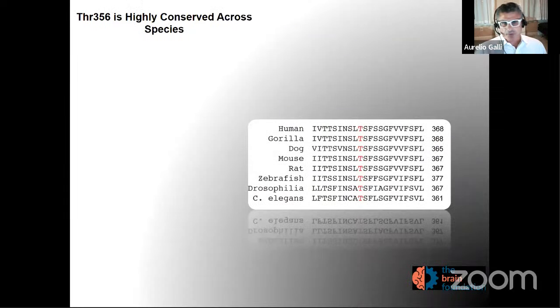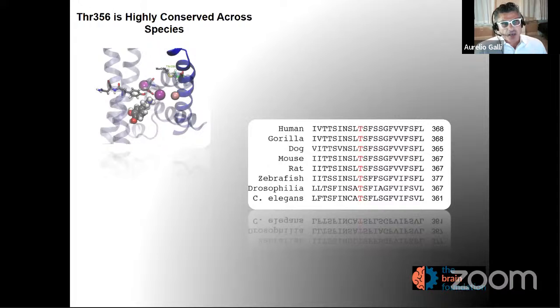And one of the important things about this threonine in position 356 is that it is highly conserved across phyla, from human to C. elegans. And the reason why it's so conserved is that it lies within the permeation pathway of dopamine and the co-transported ions, in this case sodium. So you can imagine that any spatial constraint that the mutation of threonine to methionine can produce can impair, of course, the function of the transporter.